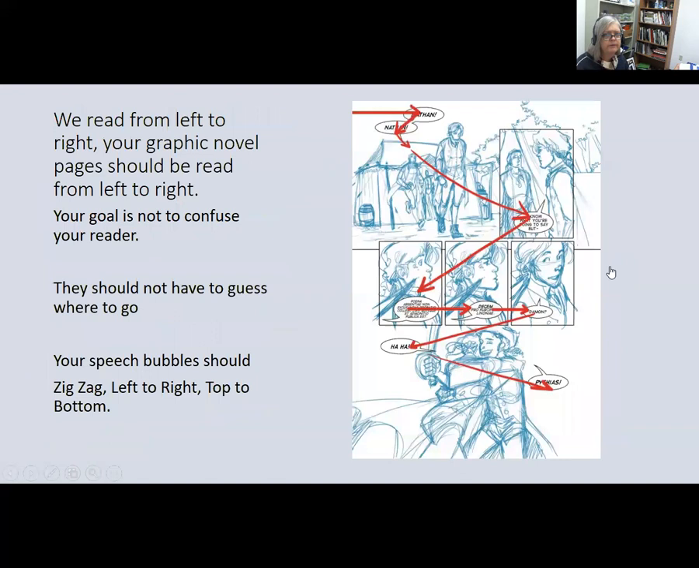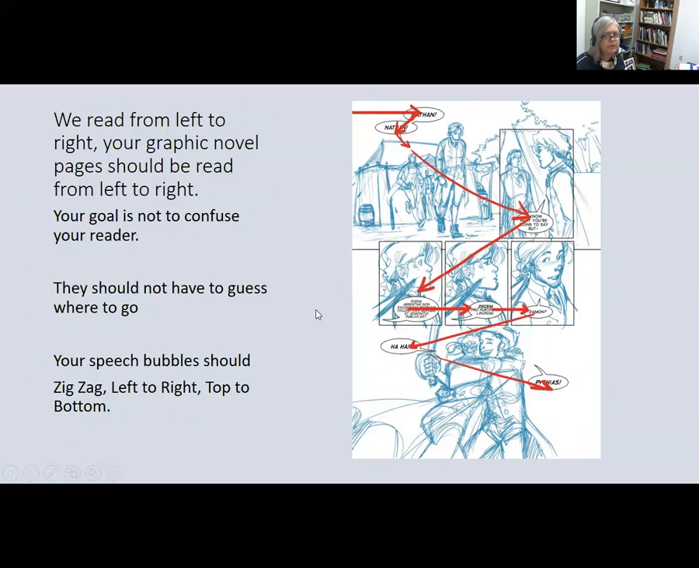So when we read, we read from left to right in the United States. Not every country does, but that's how we read, from left to right. And so when you're setting up your panels, you don't want to confuse the viewer. They shouldn't have to guess which way to go. And something else we also do, if you have a series of panels on your page, you have to think about the direction you read in, but also where you want the reader to read next.